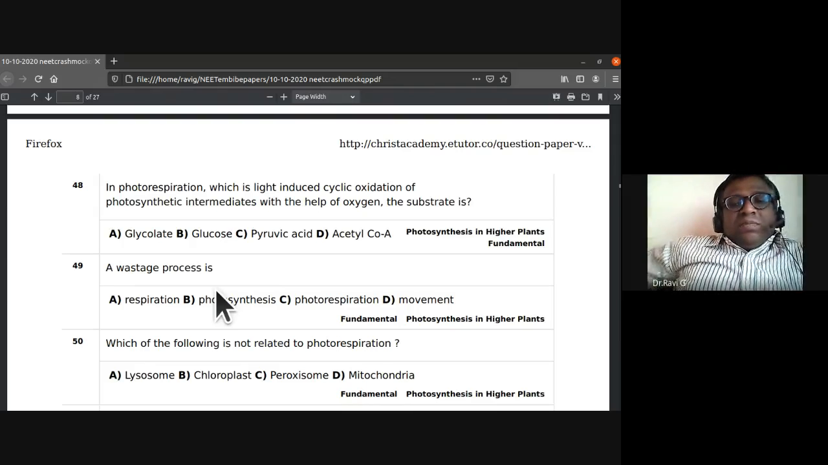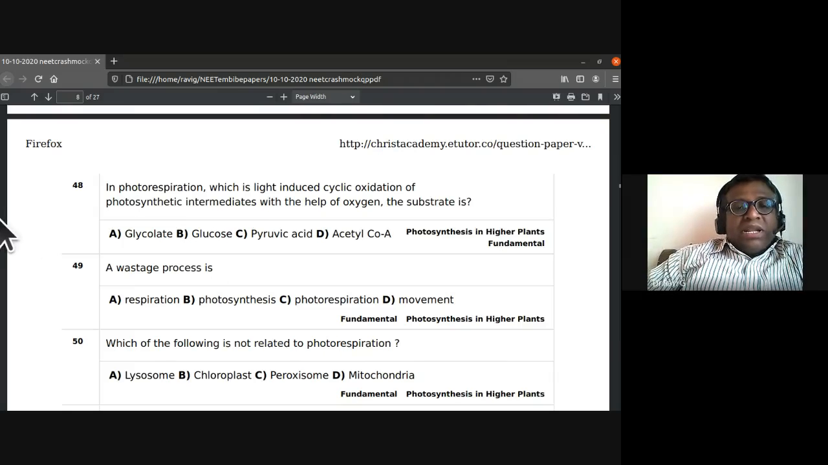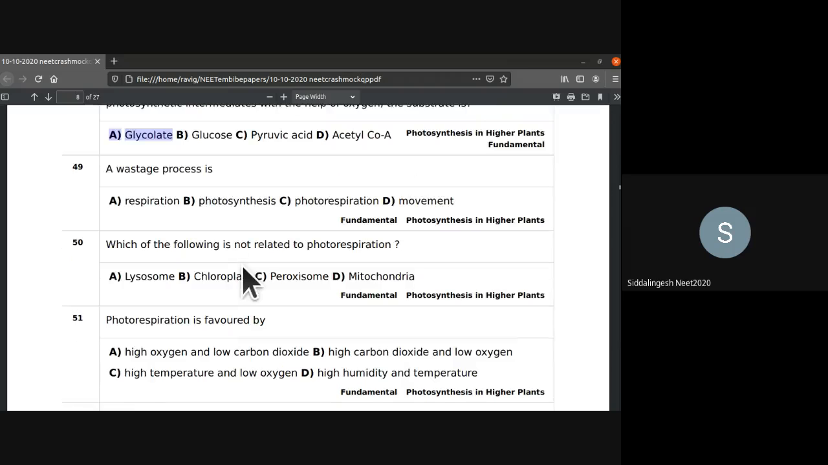See, in photorespiration, which is light induced cyclic oxidation of photosynthetic intermediates with the help of oxygen, the substrate is, what is that substrate? So it is glycolate. So 48th, the answer is glycolate. Sir, glycolate is a product, no, sir.